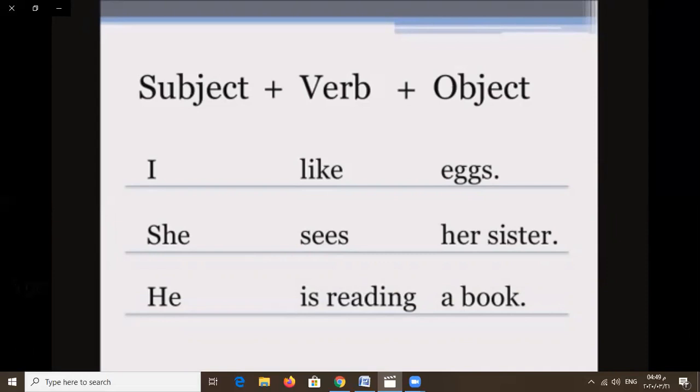English sentences always have this order: subject, verb, object. I, she, he are the subjects. Like, sees, is reading are the verbs. Eggs, her sister, a book are the objects.